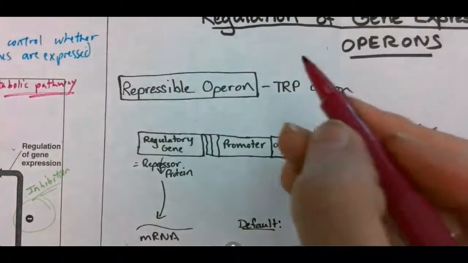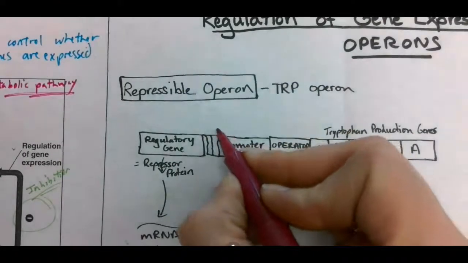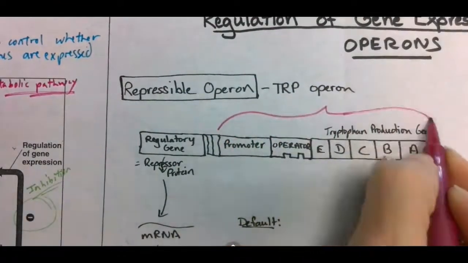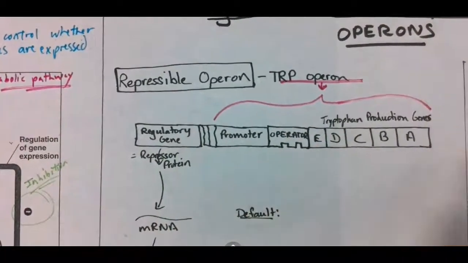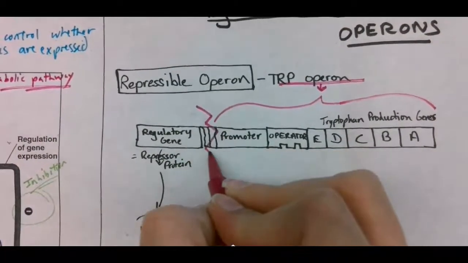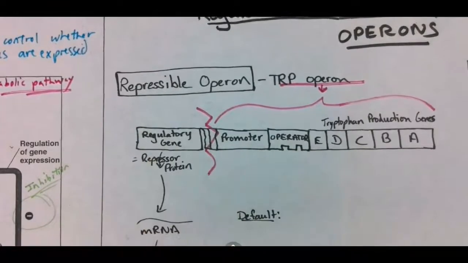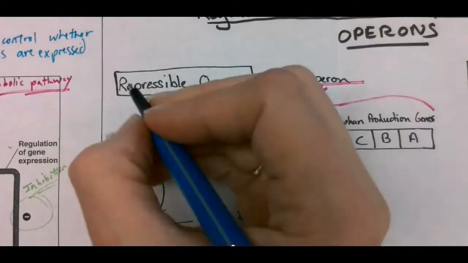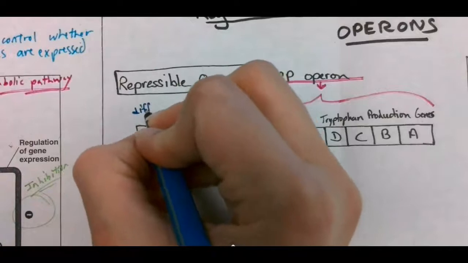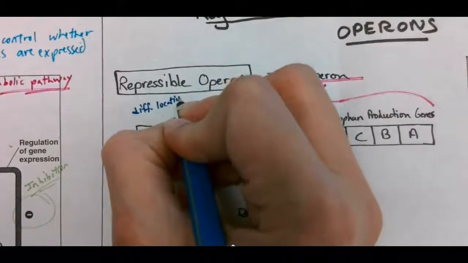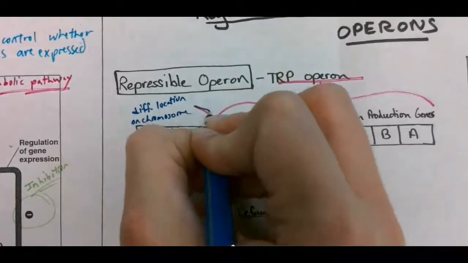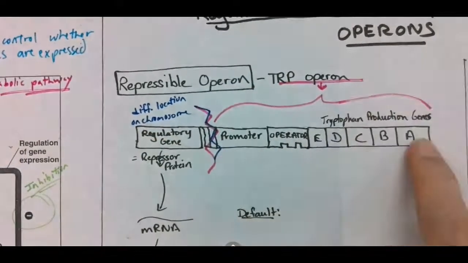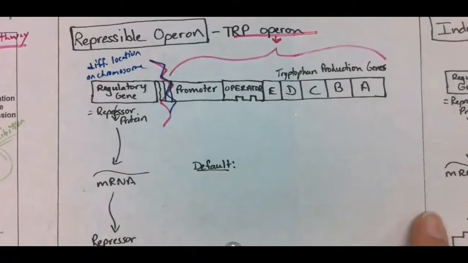This right here is actually the operon. Okay, this whole section is the operon. This regulatory gene is at a different location on the chromosome. So the regulatory gene is at a different location on the chromosome. All of this stuff right here is part of the operon.